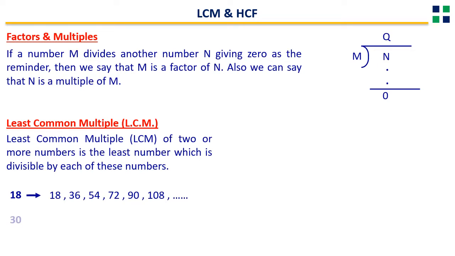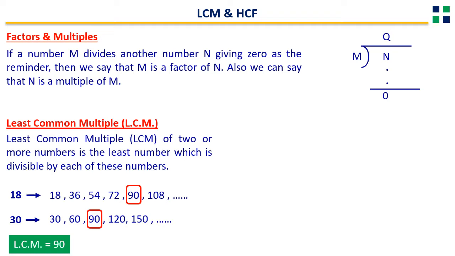If I take some other number, say 30, what are the multiples of 30? It is 30, 60, 90, 120, 150 and so on. Now the least number which is divisible by both 18 and 30 is 90 here. So we can say that the LCM of 18 and 30 is 90.